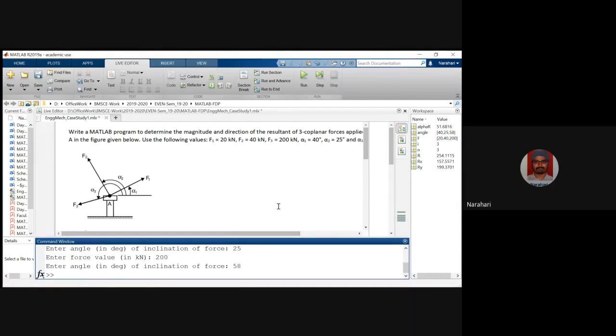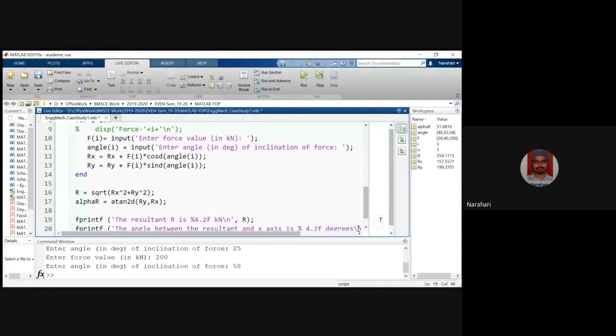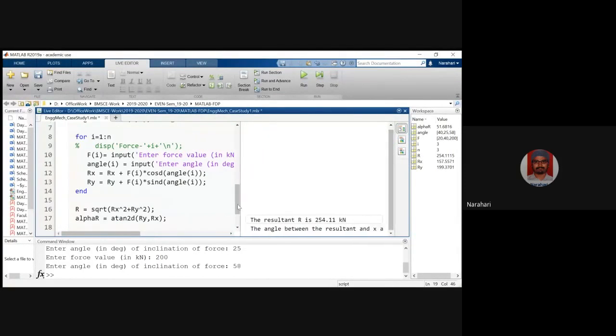Now I'll show you the output. I have entered the input, and now I will scroll down. The output from fprintf, you can see here. Okay, so this is the output. The resultant R is 254.11 kilonewton. The angle between the resultant and the x-axis is 51.68 degrees. Right, so this is the output.